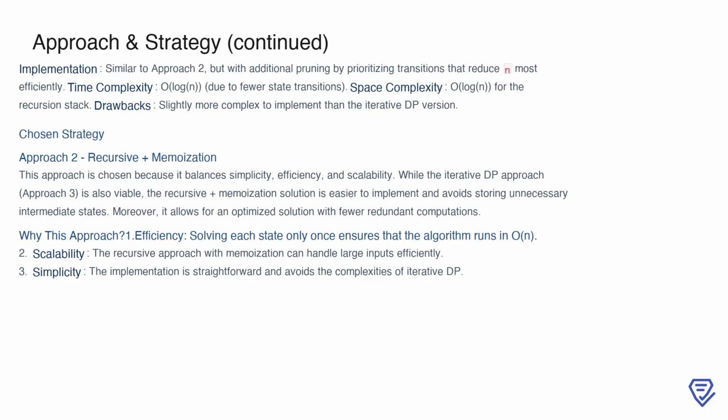The time and space complexity of this approach are reduced to O(log n), as the number of state transitions is significantly smaller compared to other methods. However, the implementation is slightly more complex than the iterative DP version, as it requires careful handling of the recursive calls and the greedy pruning logic. Despite this complexity, the optimized recursive DP approach is highly efficient for large inputs.